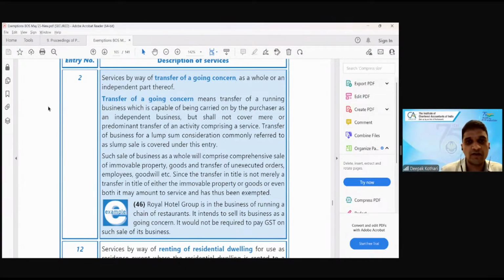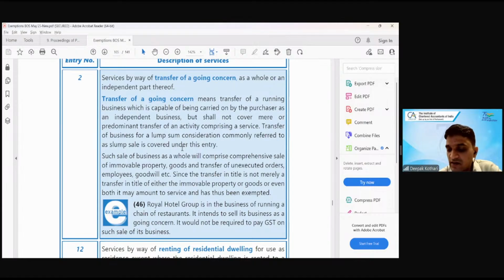Now, what happens when a business itself is transferred? That is, when you transfer a full going concern. What is a going concern? Transfer of a going concern means transfer of a running business, which is capable of being carried on by the purchaser as an independent business, but shall not cover mere or predominant transfer of an activity comprising a service. Transfer of business for a lump sum consideration, commonly referred to as slump sale, is covered by this entry. When you sell the whole business, that is also a supply, because it's a service.